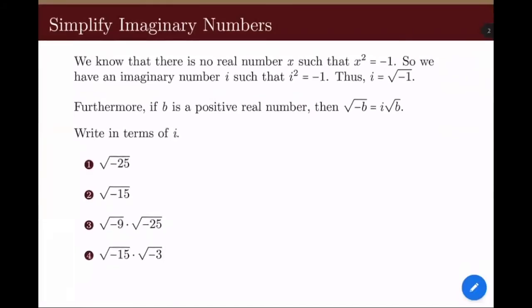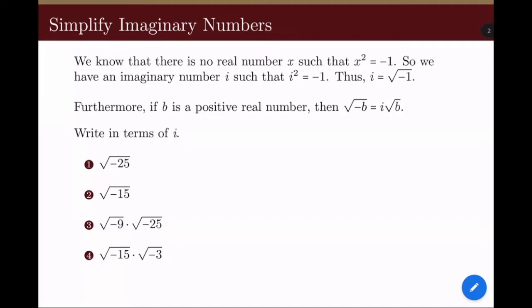First, we're going to talk about imaginary numbers. We already know there's no real number x such that x squared is equal to -1. We also know that we can't take the square root of -1. We've invented an imaginary number i such that i squared equals -1, and therefore i is equal to the square root of -1. Furthermore, if b is a positive real number, then the square root of -b is equal to i multiplied by the square root of b.